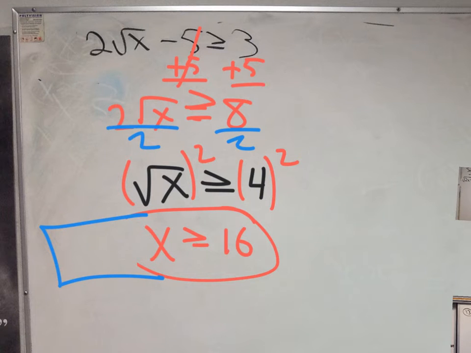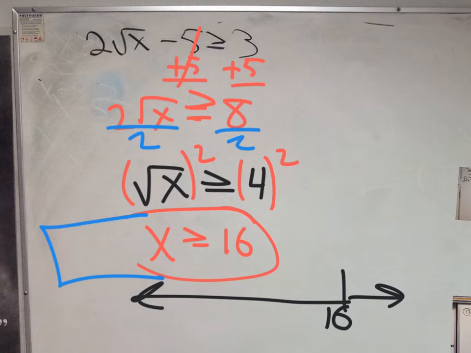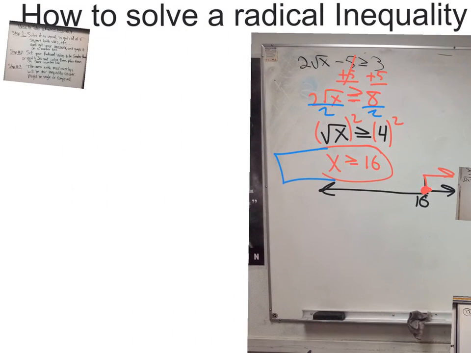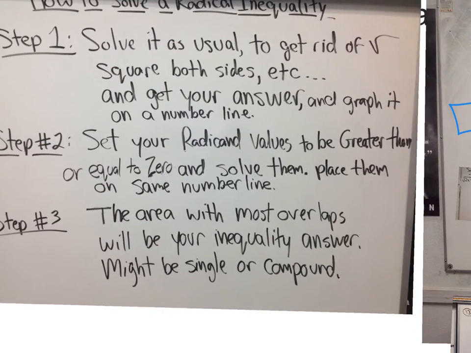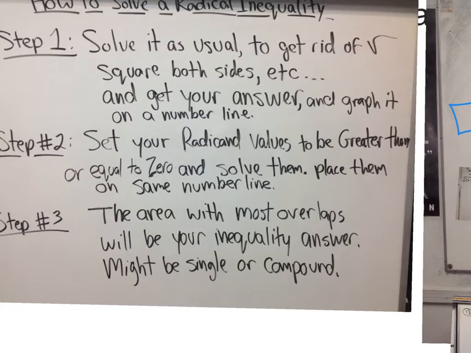So if you think about the number line right there, say 16's right here, and greater than is to the right, okay? So we know that we're not going to go this way on the number line, which means we're not going to get to the negative numbers that would mess up this radical. Now, let's say we still wanted to continue with the steps here, and the steps here say, step 2 is to set your radicand values to be greater than or equal to 0.